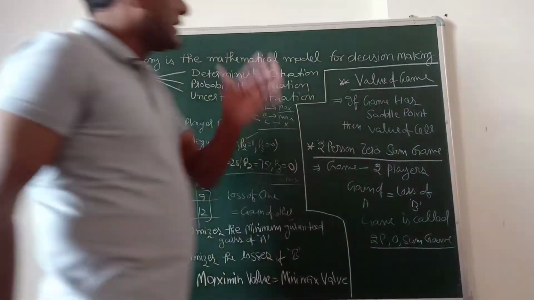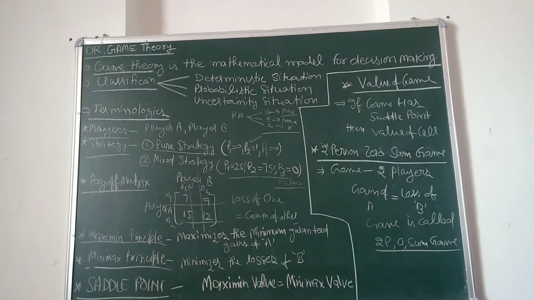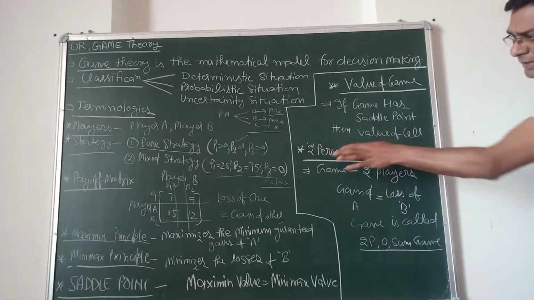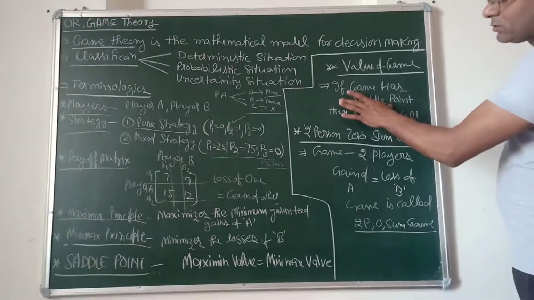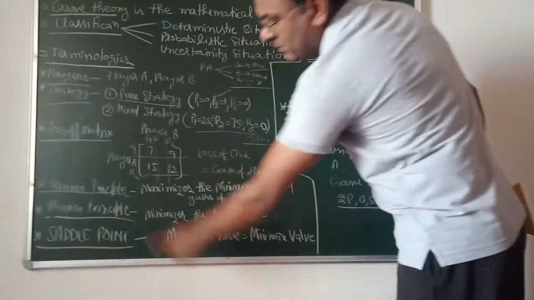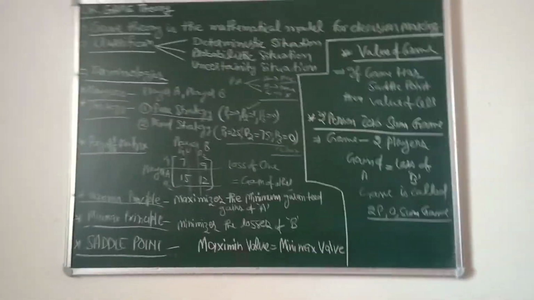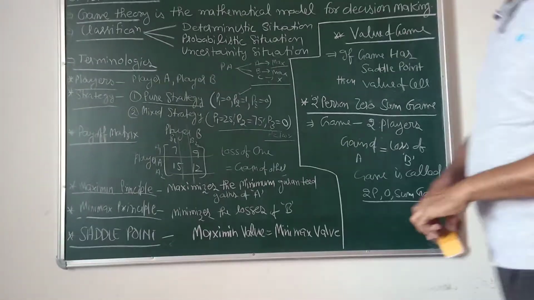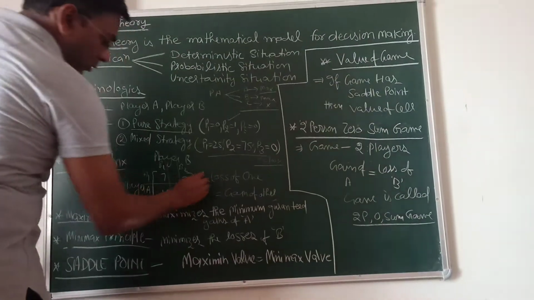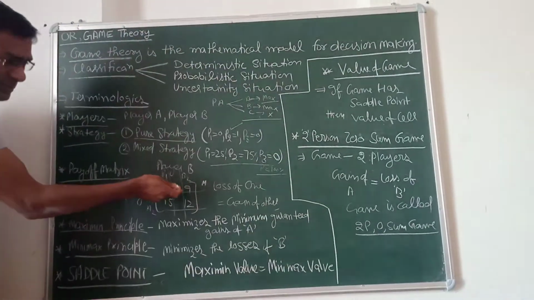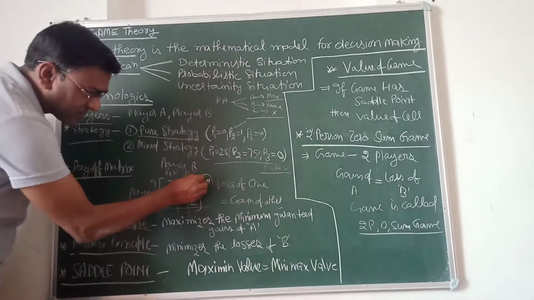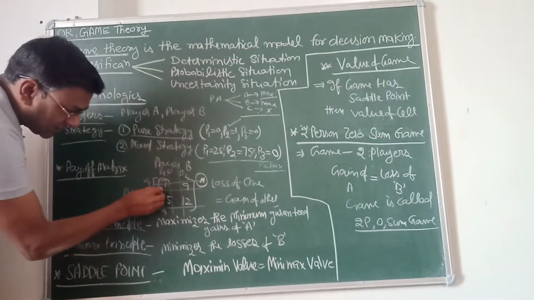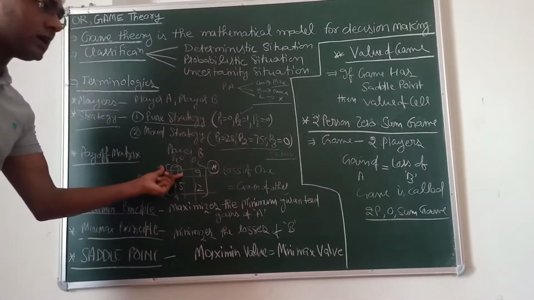Now the next one is, what is the value of the game? Value of the game means if a game has a saddle point, then the value corresponding to the maximin and minimax values will be equal to the value of the game. For example, suppose this is the maximin value and this is the minimax value. The combination of these two, that is this cell, will be the value of the game.